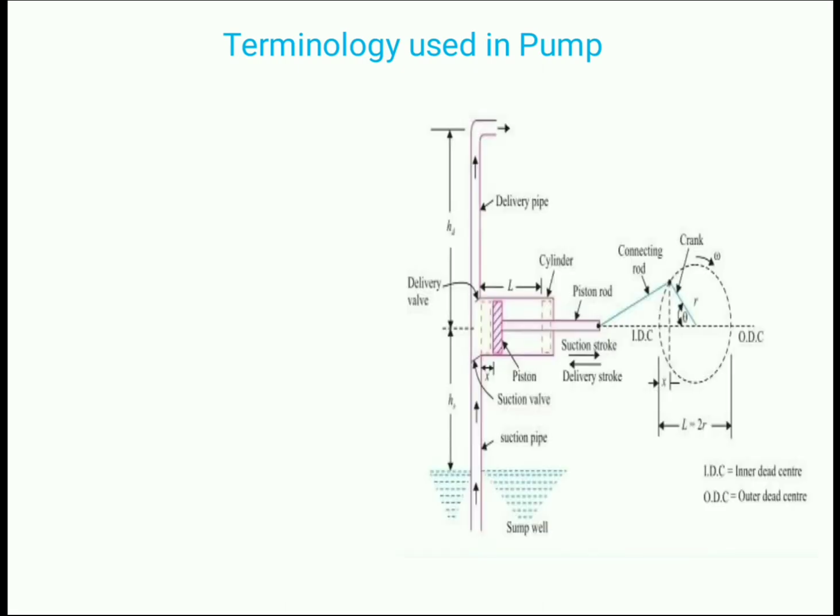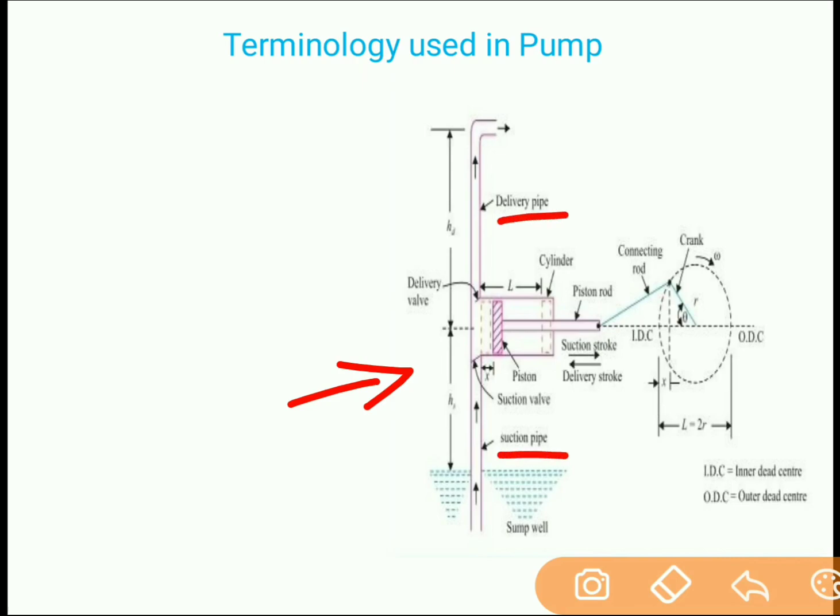Terminologies used in pump. You can see one figure over here. This figure is of a single acting reciprocating pump. Reciprocating means the piston is moving in one direction, either in the forward direction or in the backward direction. There are two pipes. One pipe is called a suction pipe and the other pipe is considered as delivery pipe. Suction pipe is dipped inside the sump well, that is, this is nothing but the tank of water, and the suction pipe is dipped inside this tank of water.